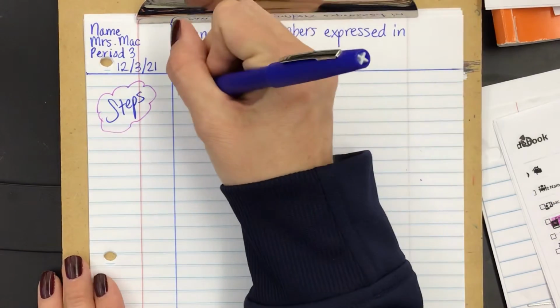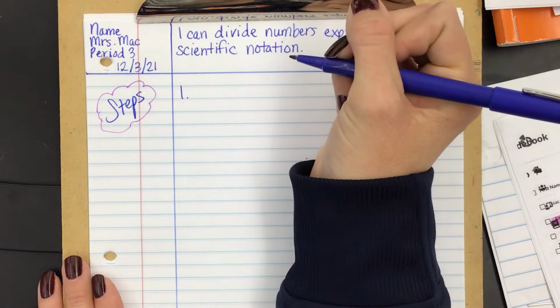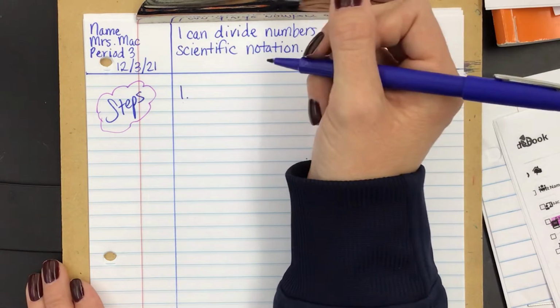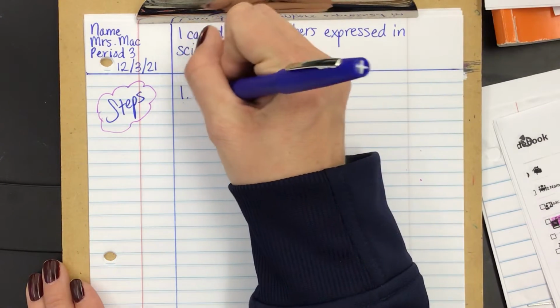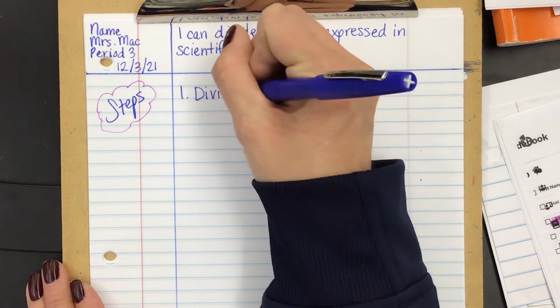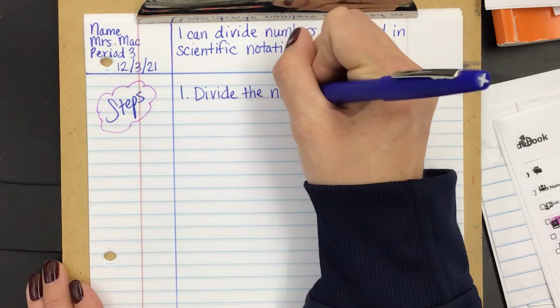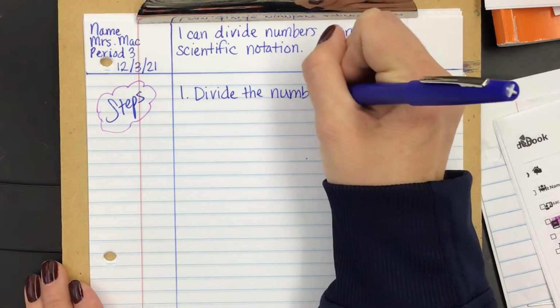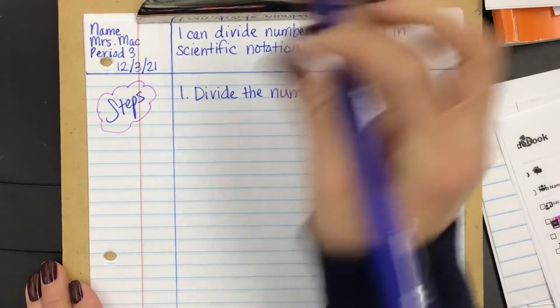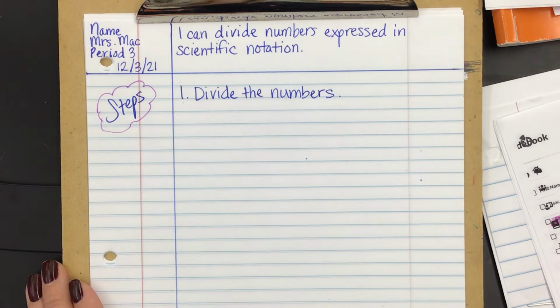Okay, so step one. Just like last time, but now we're talking about dividing. So we're going to divide the numbers. I'm referring to the numbers that are between 1 and 10 when you're looking at the scientific notation form. So the first thing you're going to do is divide those.